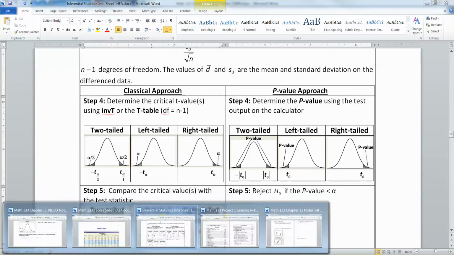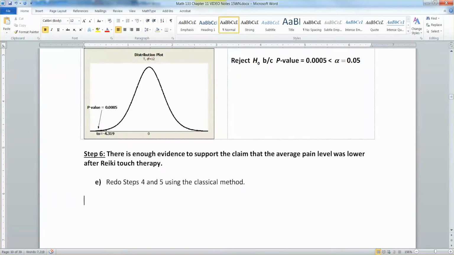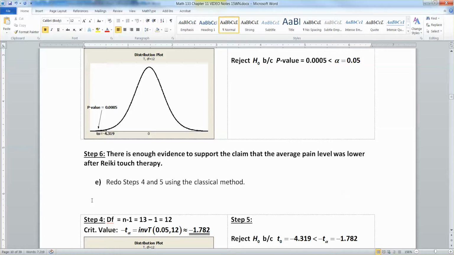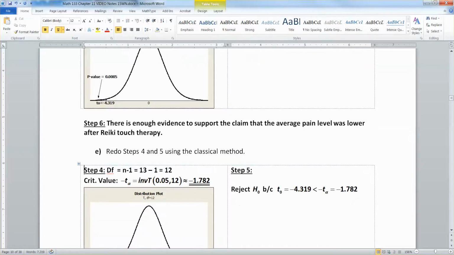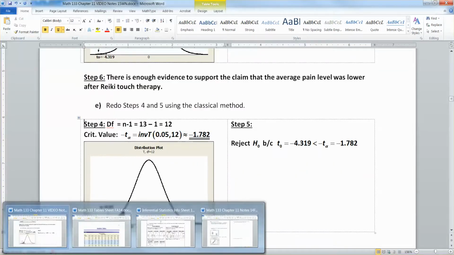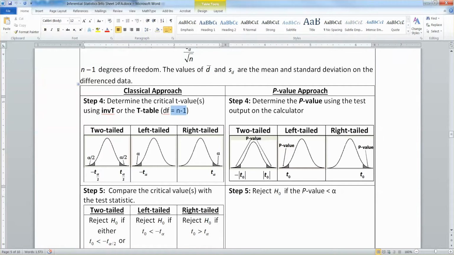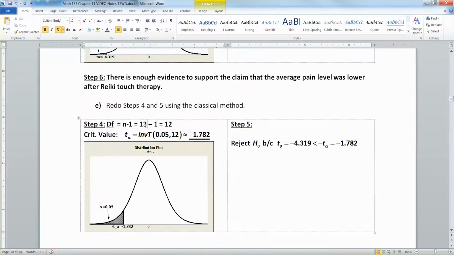Okay, so we need to draw that and we need to find it. Well, it's going to get drawn very similar to the other graph we already have, except we're going to have to find that negative t alpha business. Now, I said right in there in the instructions, it's with degrees of freedom n minus 1, and either inverse t or the t table. So your alpha is 0.05. And your degrees of freedom is right here. It's 13 minus 1, which is 12.